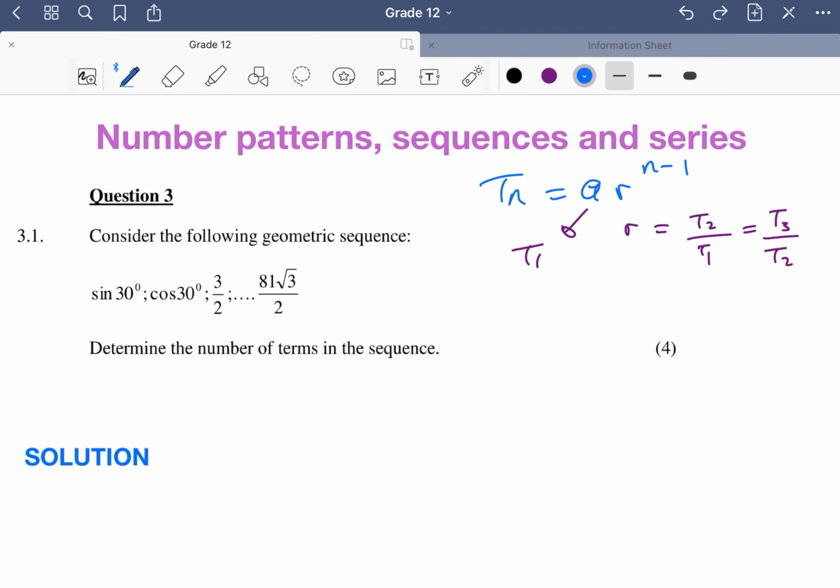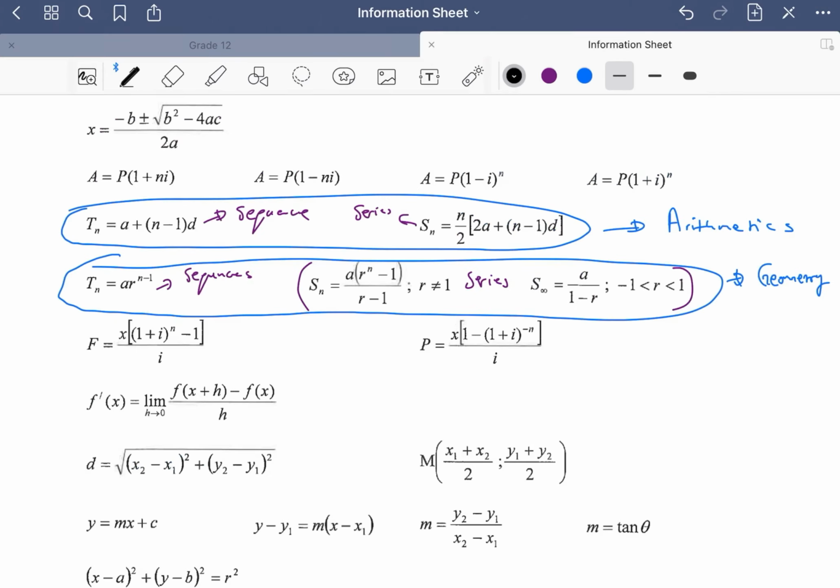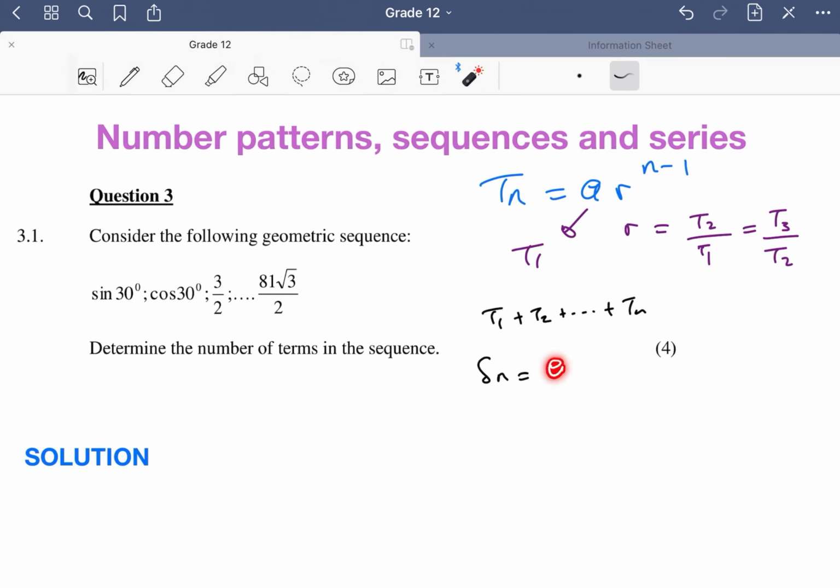And the formula for series really depends on what you're talking about, right? So if you are counting the series to n, so if you have t1 plus t2 until the last term tn, then you can use the sum of n terms. You can use this formula. This is how I normally look at it. You can use this formula, which is a times r to the power n minus 1 over r minus 1. Yes, you can use this formula.